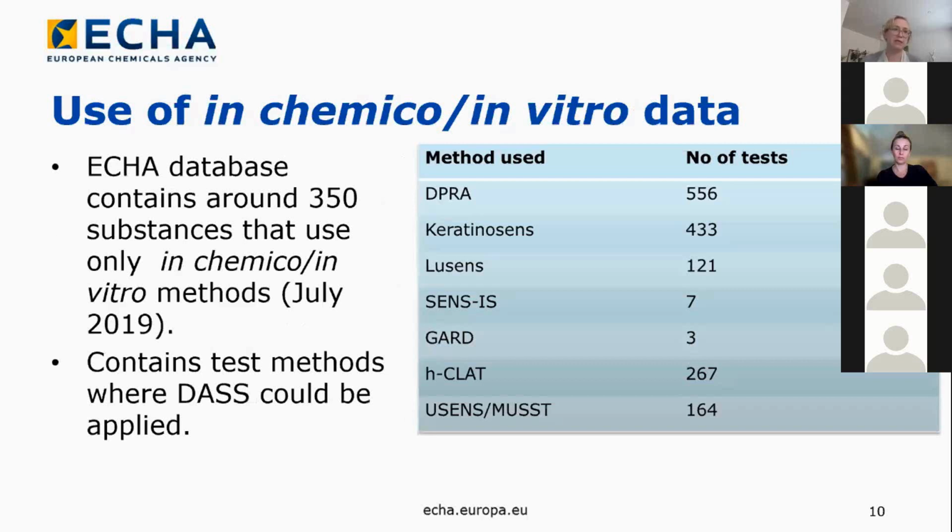So going to our database, 2 years ago, we did an extensive data mining for the purposes of a report on the use of alternatives under REACH. And at that point in time, we found about 350 substances that had information solely from in chemico and in vitro methods. And here you can see in the table what type of methods were provided in our registration database. As you can see, we have a lot of information from DPRA, KeratinoSens and h-CLAT assays, indicating that at least for some of the substances, a defined approach could be applied retrospectively.